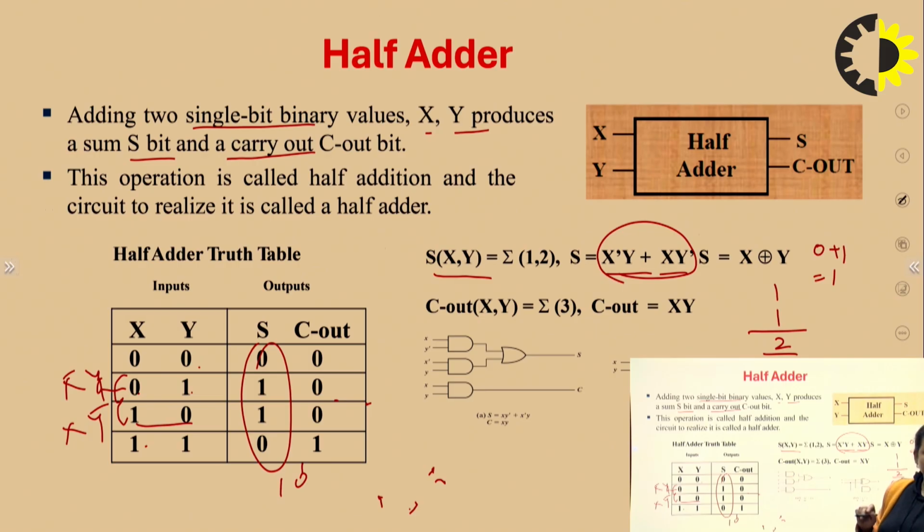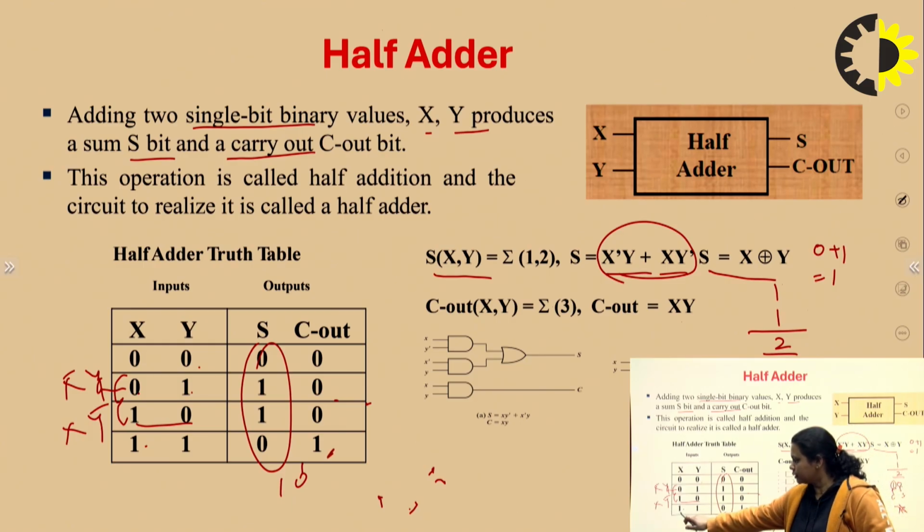If you remember, this is the output of an XOR gate. So we can directly write S is equal to X XOR Y, right? Similarly, we write the expression for C out. For C out again we are writing for 1. So for 1 it is XY only, right? So I have written this C out.